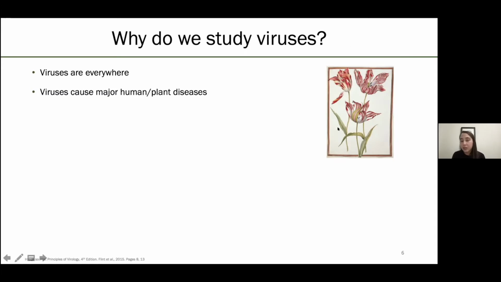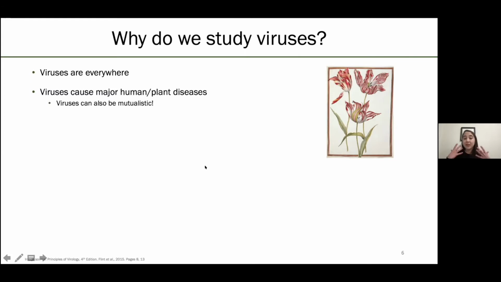Here in this image, there's an example of a particular virus that was very famous. It is the tulip breaking virus that infects tulips and causes these patterns in the flowers. They were very famous in 17th century Holland because they were very expensive because of those patterns. And some people argue they were almost responsible for a financial crisis.